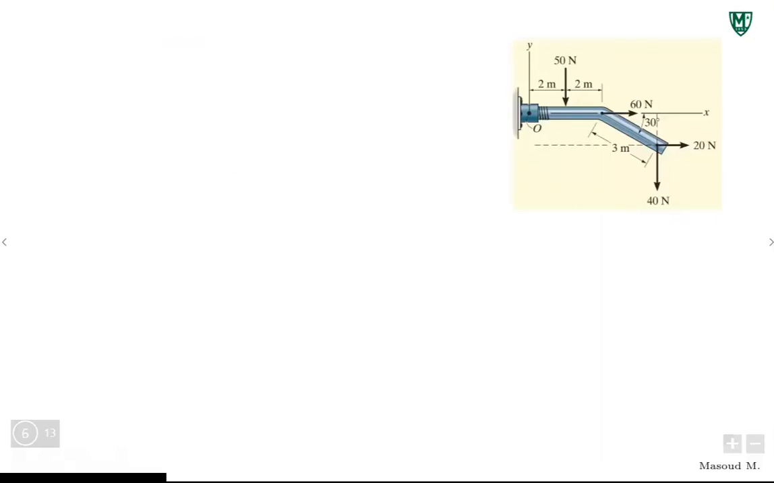So in this example, I have a pipe, all right, let me write it here, or what seems to be a pipe. A couple of forces are applied to it, 4 forces as a matter of fact. I have 50 newtons downward, I have 60 newtons to the right, and 20 and 40 newtons both apply to the same point, one towards the right, one downward. And I have the geometry where they are applied.